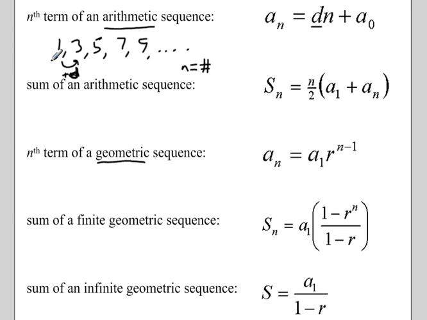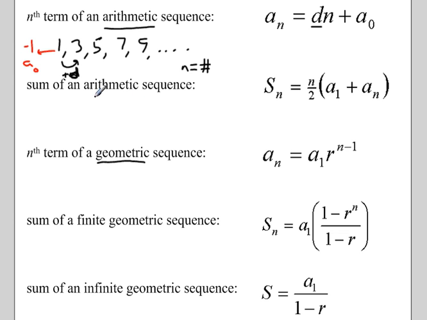So if you're going backwards 1 term, that would be a sub 0. And this formula is a lot like y equals mx plus b. To find the nth term, it is the common difference, which is like the slope, times the number of x's plus b, which is like the 0th term.